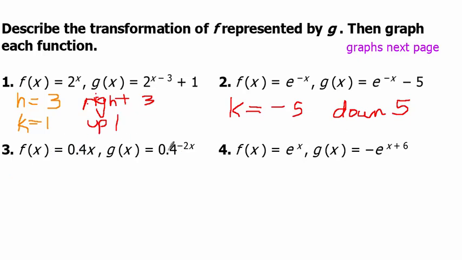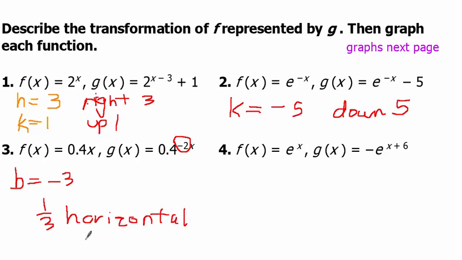What's changed? When I look at this, the only thing that's changed is this guy here. He does have 2 things, so B is -3. Anytime I have B, I have to do the reciprocal, so it's a horizontal shrink. It's negative. What does that do? Flip over the y-axis.